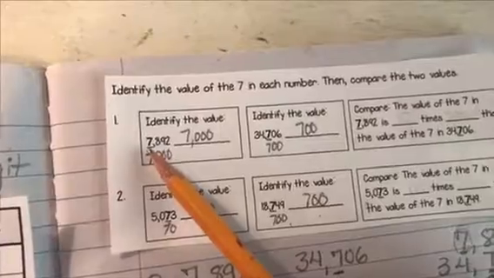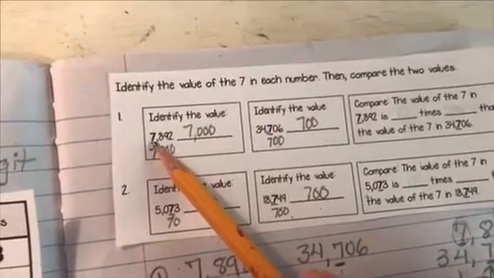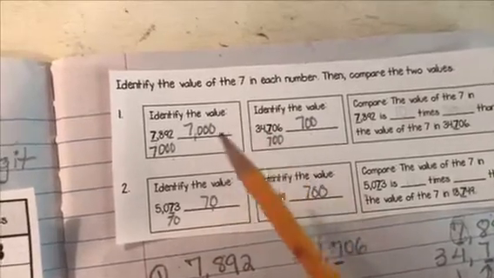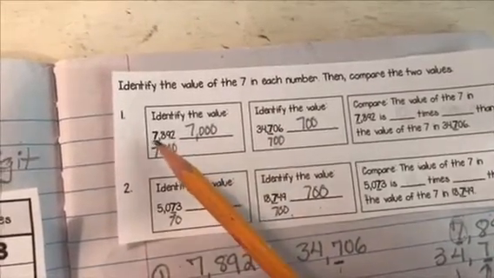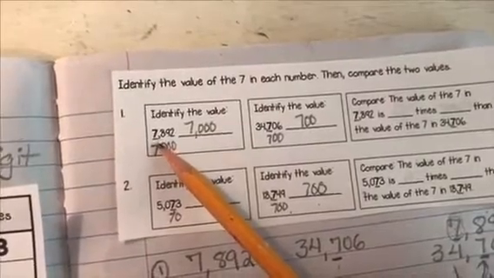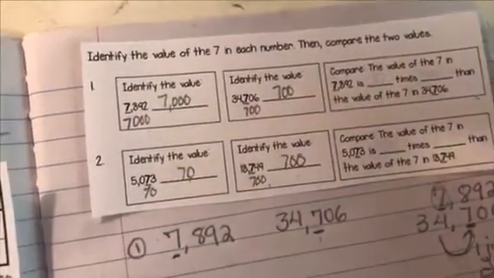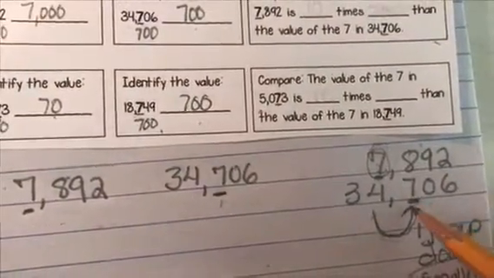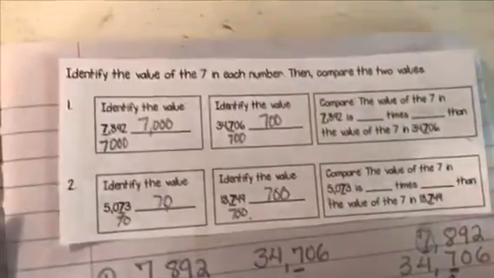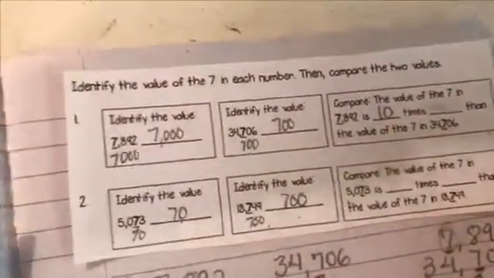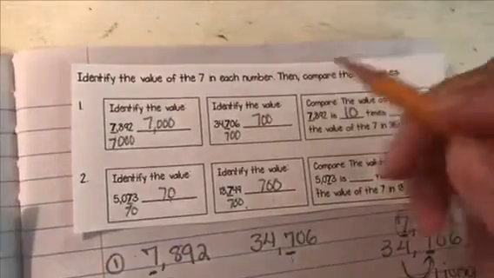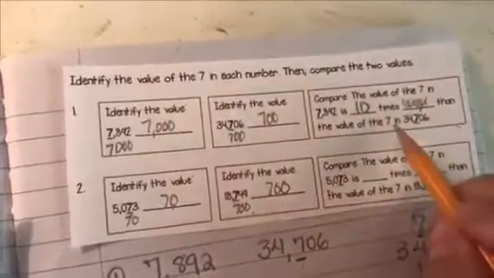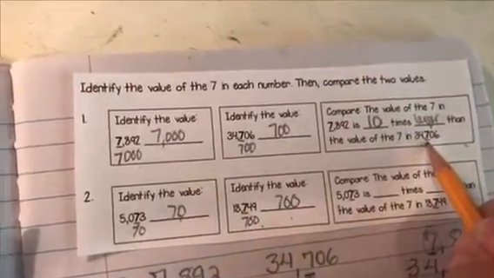So the first number is in the thousands place, and the thousands place is in front of the hundreds place. So right off the bat, I can see that this 7 is going to be larger than that 7. I know that it's 10 times because if I stack the numbers up, I can see that it's one jump ahead of the other. So I can put in the 10 because I know it's one jump and that's 10. And I know that this 7 is 10 times larger than the other 7 in this number.